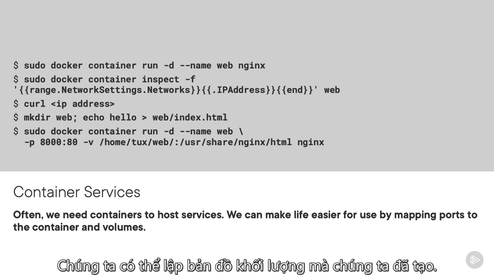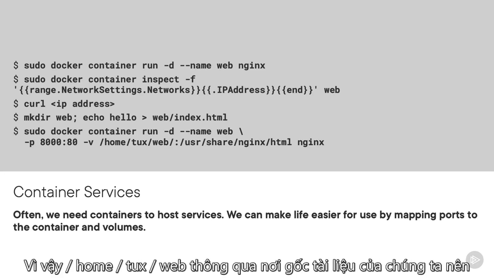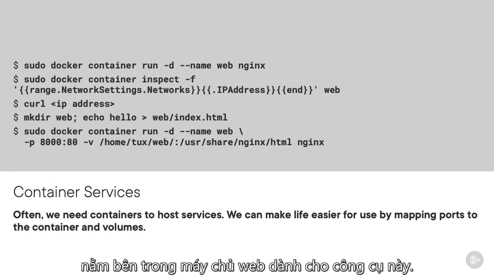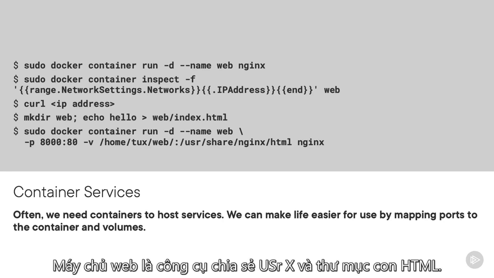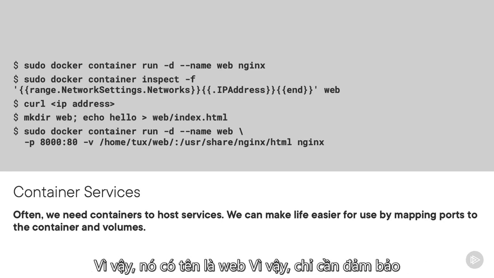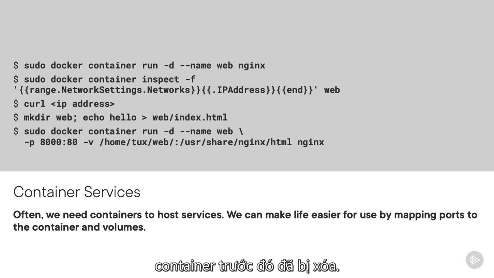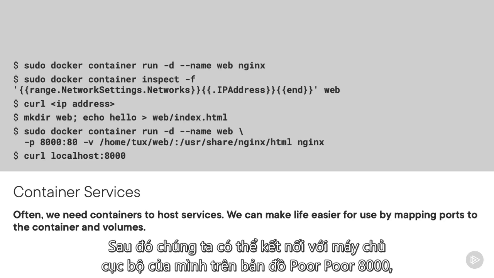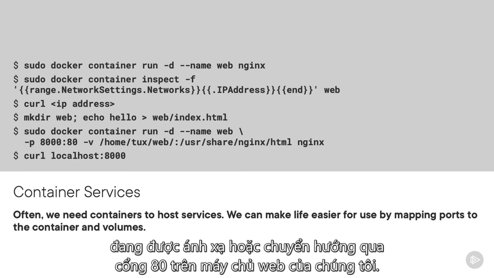We could map the volume that we've created, /home/tux/web, through to where our document root should be inside of the web server. For this Nginx web server, that is /usr/share/nginx/html. We're calling our container the same name, web, so just make sure the previous container has been deleted. We can then connect to our localhost on the mapped port, port 8000, which is being mapped or redirected through to port 80 in our web server.